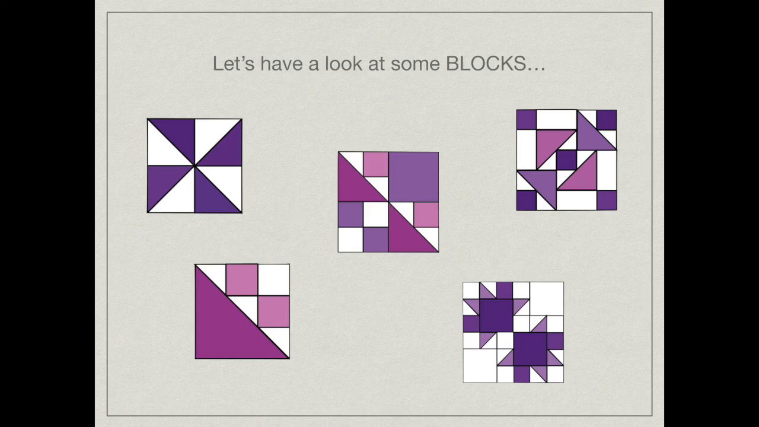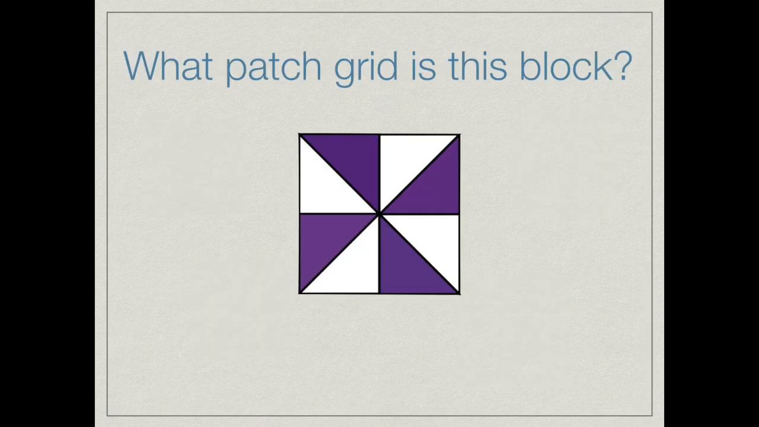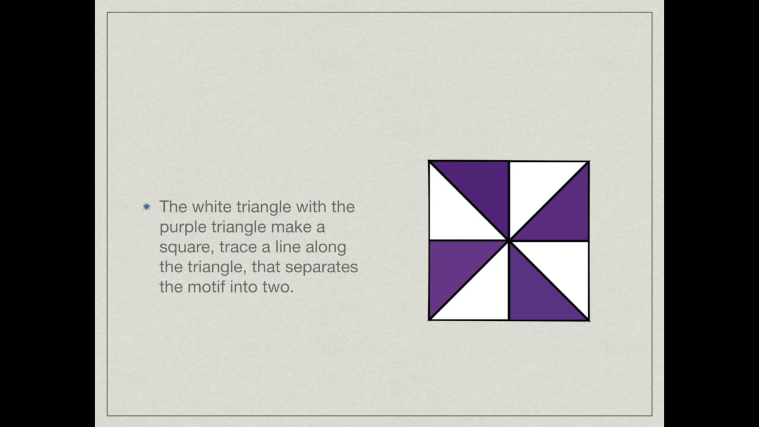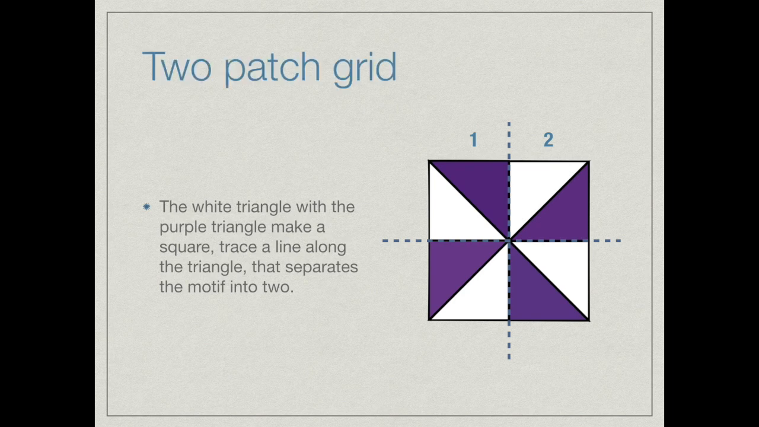So let's have a look at some blocks. We have these blocks and we want to determine what kind of block these are. So what patch grid is this block, for example? Well, let's have a look at it. The white triangle with the purple triangle make a square. So we're going to trace a line along the triangle that separates the motifs into two. Anything that is done vertically will also be done horizontally. So here, if we count that there are 2 columns, there will also be 2 rows. In other words, this is going to be considered as a 2-patch grid.